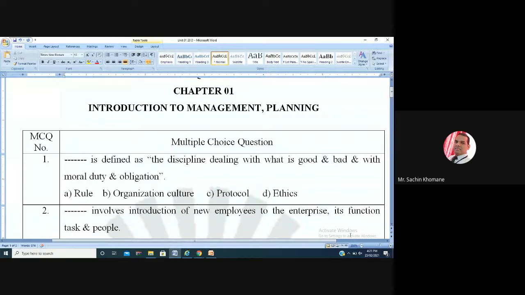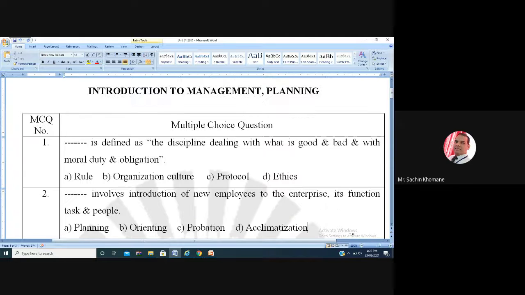Can somebody put your guess? We have seen in the discussion the discipline dealing with what is good and what is bad, and with moral duty and obligation. So you have to fill in the blank. Any guess? Anybody? Anybody else? Anybody want to contribute?